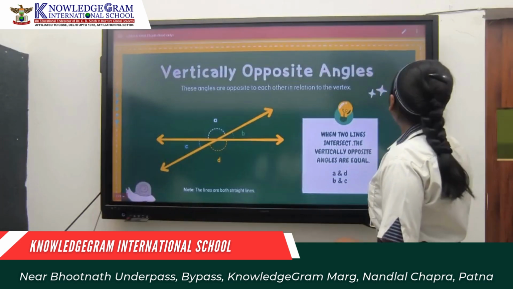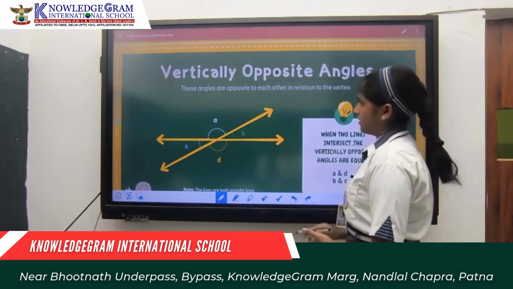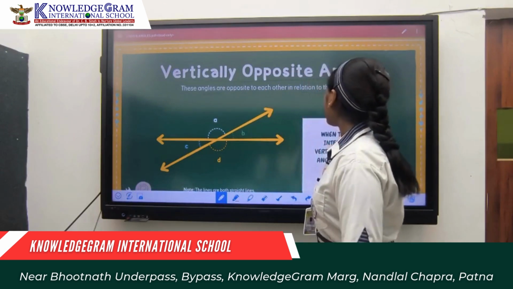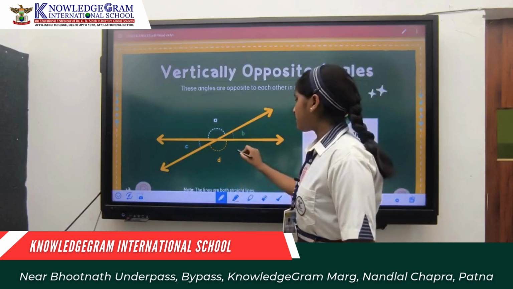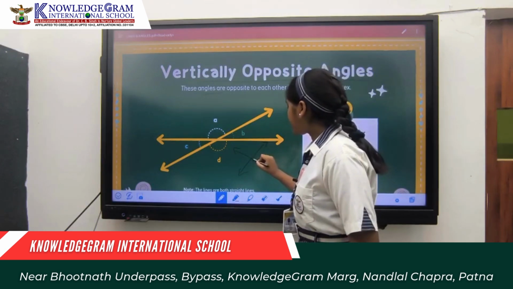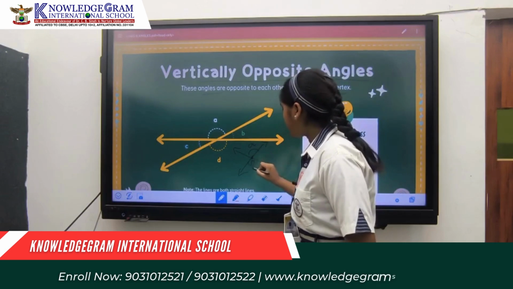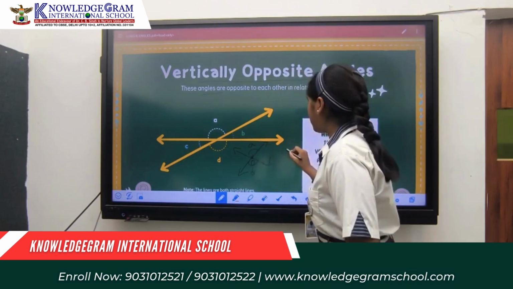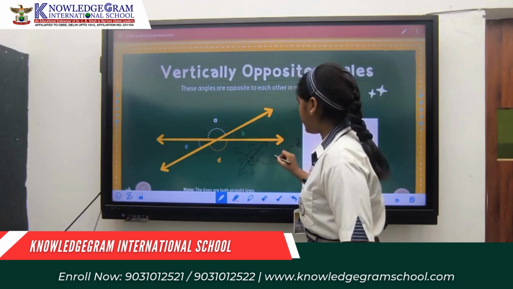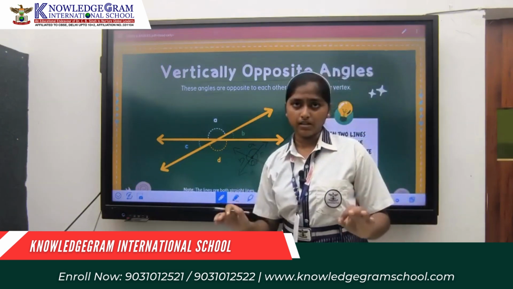Here comes our last topic of today, which is vertically opposite angle. Well, these angles are opposite to each other, in relation to the vertex. Now let me tell you in simple word. For example, these two are straight line, and these intersect at a common point. So the angle which is being formed here, let's name it A, and angle which is formed here, let's name it D, would be equal. So A equals to D, and angle which is formed here, let's name it B, and here C, B equals to C. This is what a vertically opposite angle means.